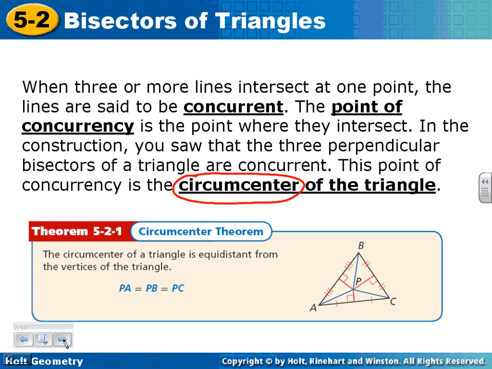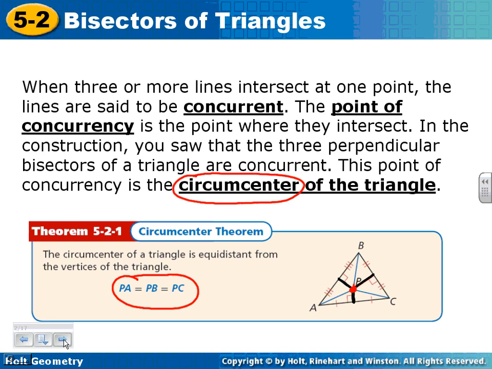If you look at this theorem, I will draw in the three perpendicular bisectors. They're in red now. It's this one, there's the second one, and there's the third one. Notice the tick marks and notice the 90-degree angles. The theorem says that PA equals PB and it also equals PC. So this point in the middle, the red point, is called the circumcenter.